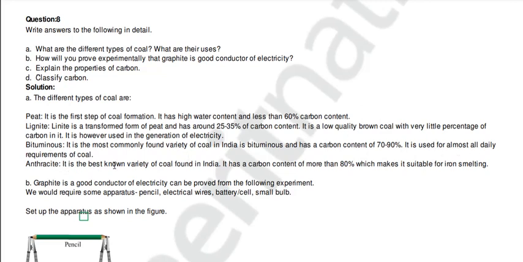Anthracite. It is the best known variety of coal found in India. It has a carbon content of more than 80%, which makes it suitable for iron smelting.